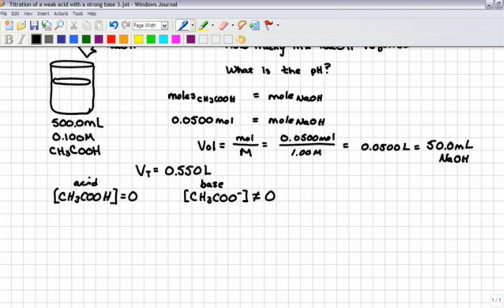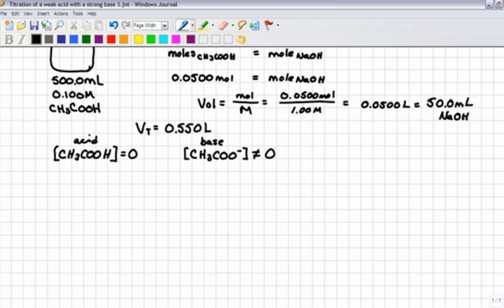And the fact that we have no acetic acid present here at the equivalence point tells us that we now have a weak base equilibrium that we have to consider. And so at the equivalence point, what we have to do is consider the weak base equilibrium. And the weak base equilibrium looks like this. We have the CH3COO-, the acetate ions that are there.